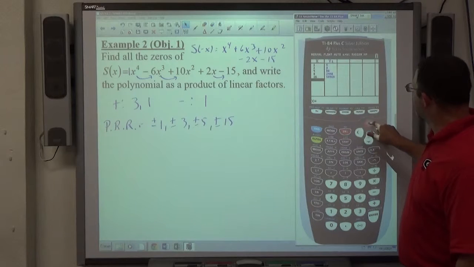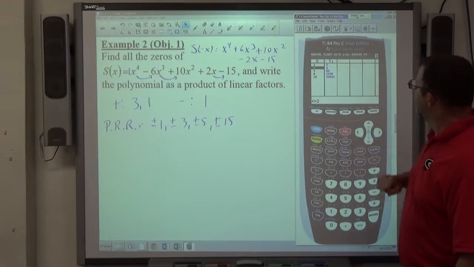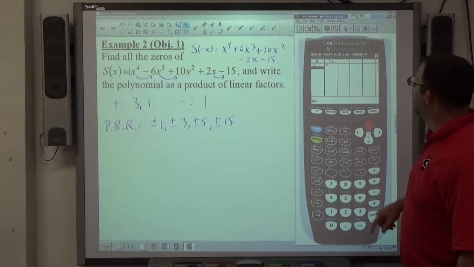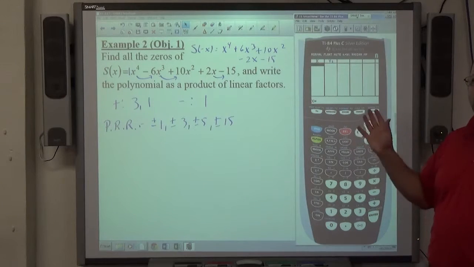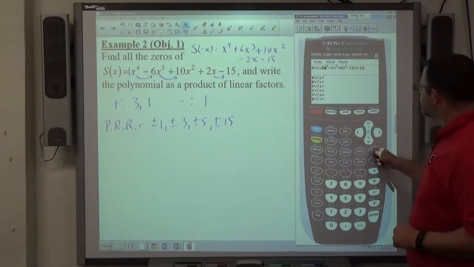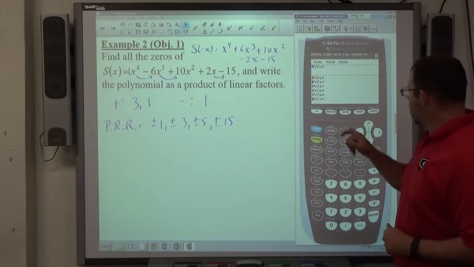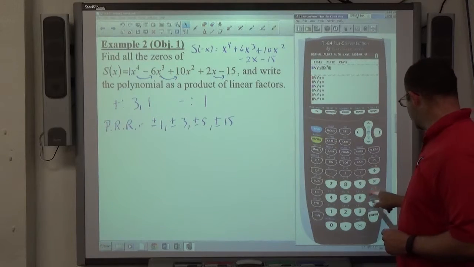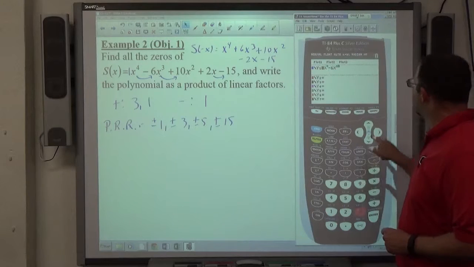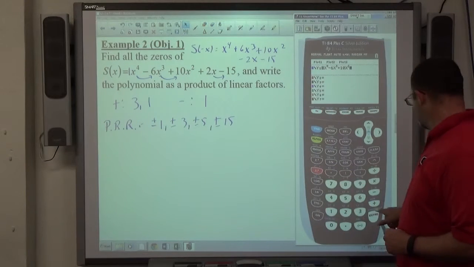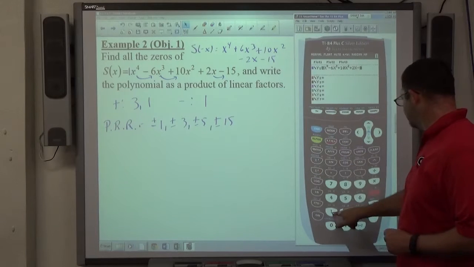I'm going to clear all these out. I don't want to find just 2 answers. I don't want to find 3 answers. I could find all 4 answers, but I just want to find 2. So clear this out. So if I type in my function x caret 4, press to the right, minus 6x to the 3rd, press to the right, plus 10x squared, plus 2x minus 15.